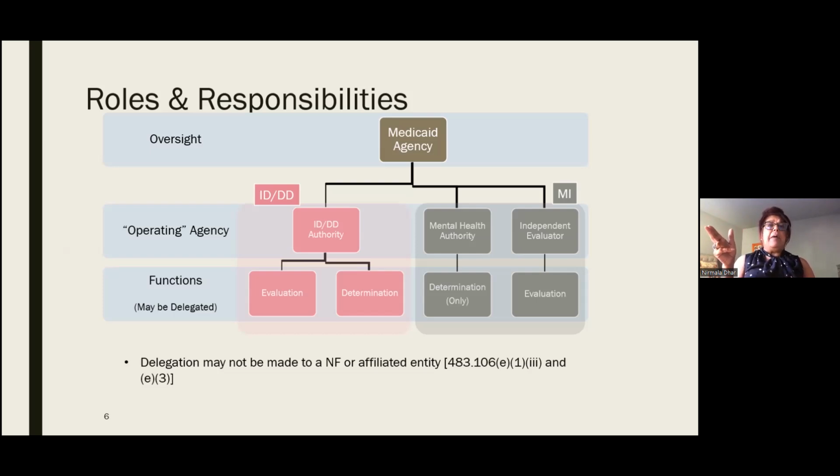And then the level 2, there are two agencies. ODDS does the intellectual and developmental disability and related disorders evaluation, and all of you on this call will do the serious mental illness evaluations. And what are they? That you will make a determination that this is appropriate, and then make all those recommendations for services.